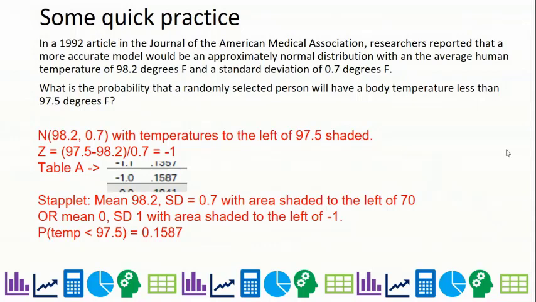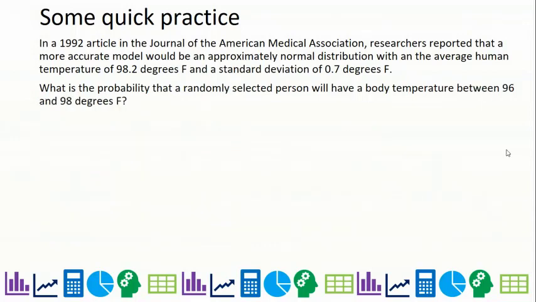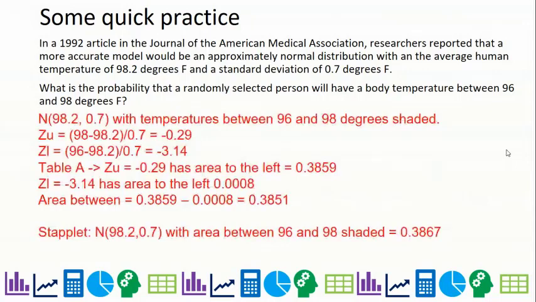What is the probability a randomly selected person will have a body temperature between 96 and 98? Here's the math, doing it by hand. I could do 2 z-scores. I could do area to the left. It's honestly a lot faster with the calculator. I would do normal CDF because I'm going from values to percentiles. My lower is 96. The upper is 98. The mean and the standard deviation did not change. It's still 98.2 and still 0.7. You should be able to get roughly 0.3867, maybe 0.39.